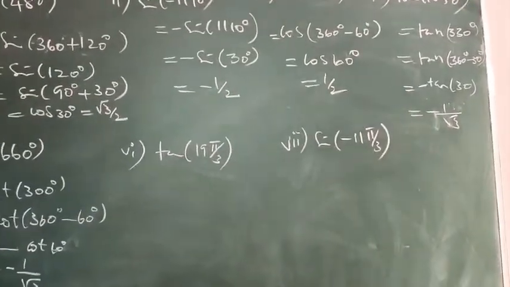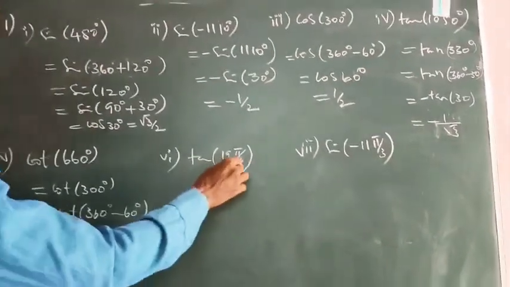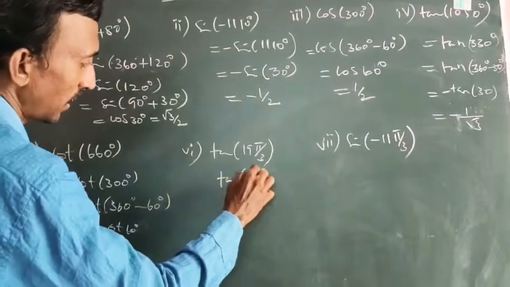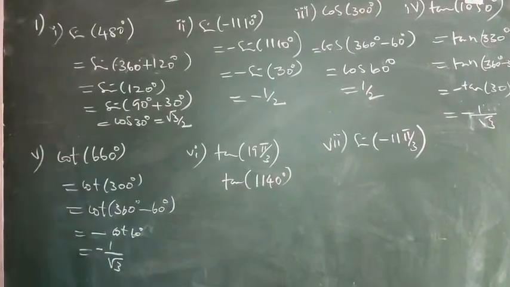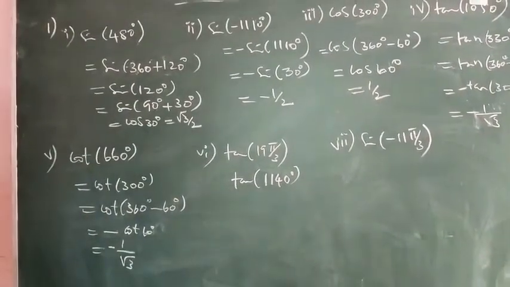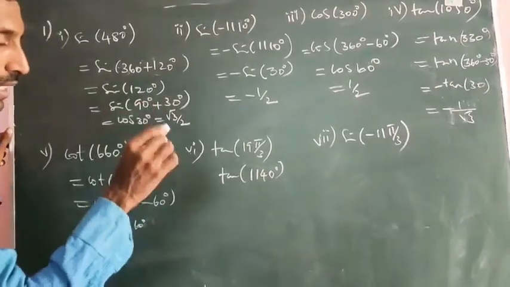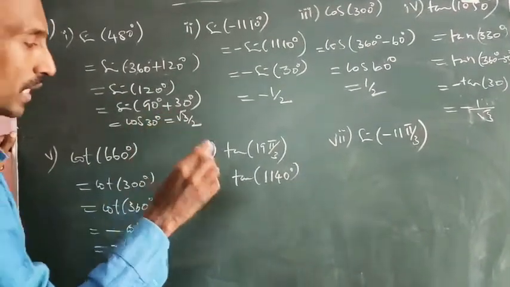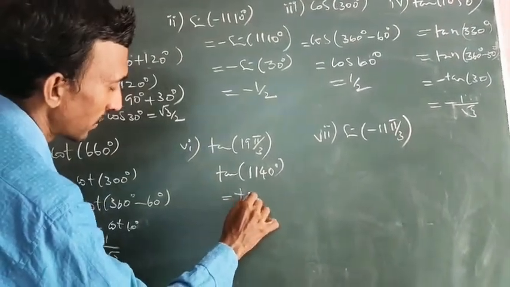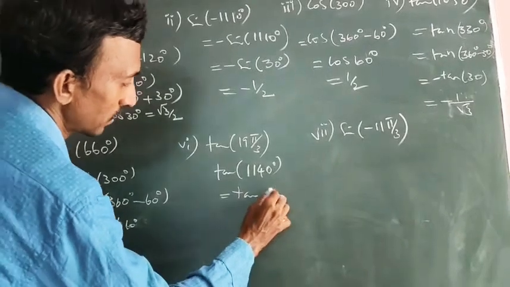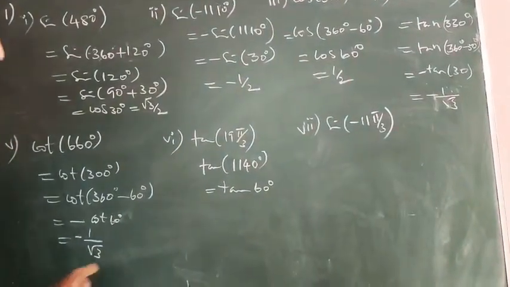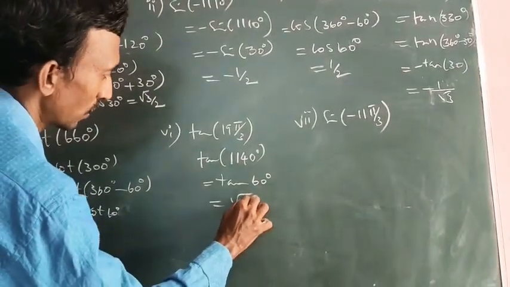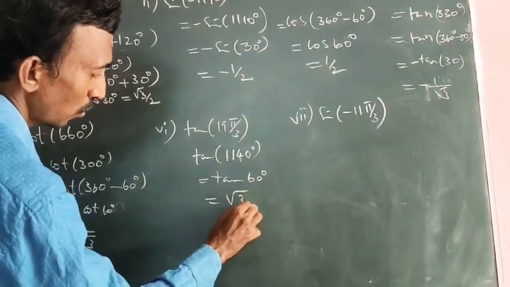Next, tan of 19 pi by 3. So 19 into 60 can be written as 1140 degrees. Already told you, remove the multiples of 360: 360, 720, 1080, remove that. So what is remaining? Tan 60. If we remove 1080, remaining is tan 60, and that value is root 3.